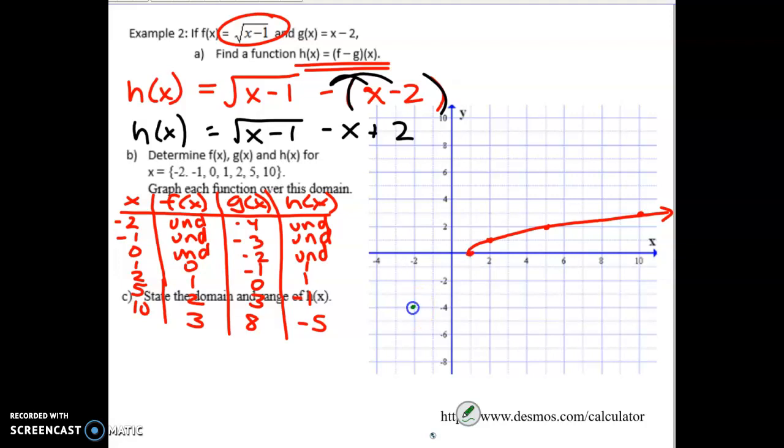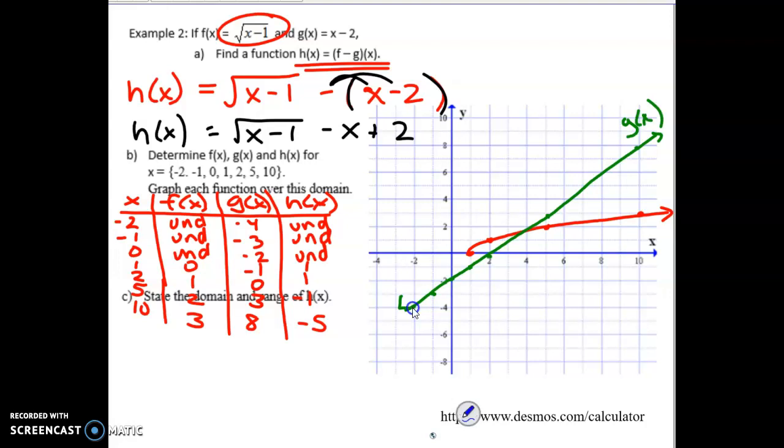So (-2, -4), (-1, -3), (0, -2), (1, -1), (2, 0), 5 is at 3, and 10 is at 8. So when you go through, again, it should just make a nice straight line, and that would be your g of x.